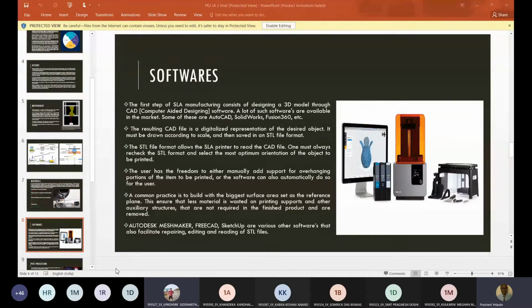And once the CAD is ready, it has to be transported to the manufacturing unit, and the computer reads it and it follows the top to down approach.